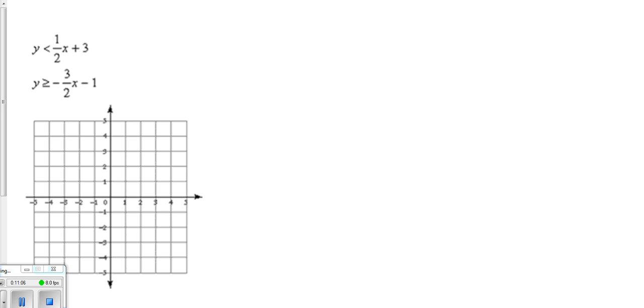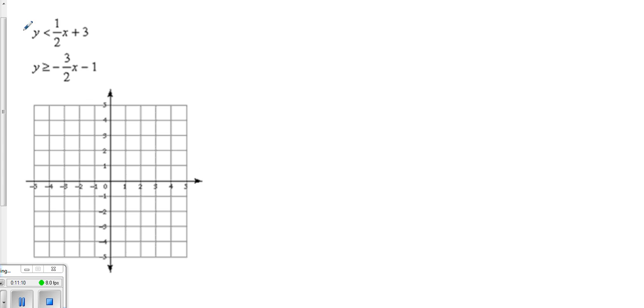Let's try this example then. Again, we'll do the top one in red, bottom one in blue. So we'll just start with the first one right away. This plus 3 means start right here. 1 over 2 means up 1 over 2, up 1 over 2. Same in the other direction. Down 1, left 2, down 1, left 2.